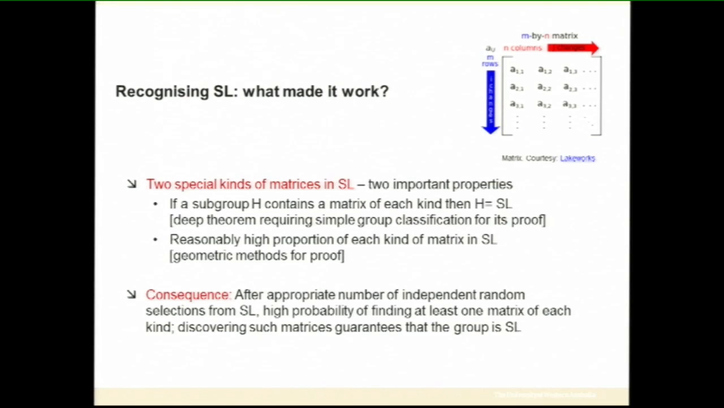So the algorithm was essentially saying, if you take enough random selections and the group is a special linear group, with a high probability you'll find one of each matrix, and you can apply this deep theorem without doing any further tests and deduce that you have the special linear group. And this was the first and rather different sort of algorithm that arose.